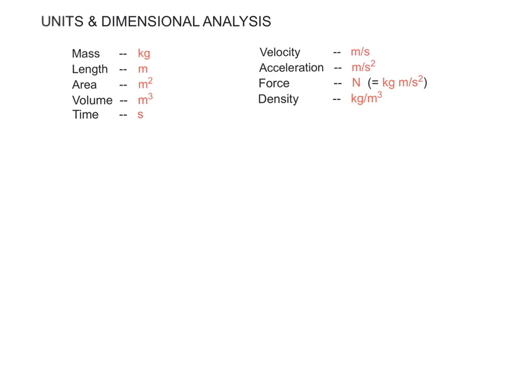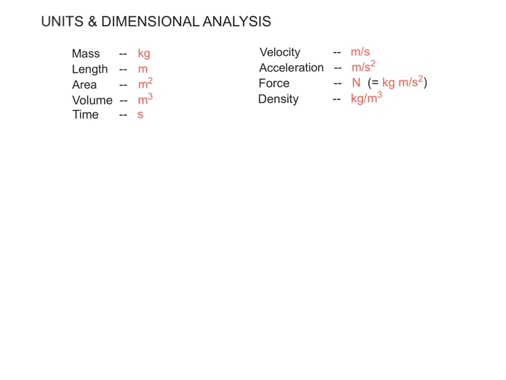For example, units of mass are typically measured in kilograms, units of length are typically measured in meters, units of area are typically measured in square meters, volumes in cubic meters, time is often measured in seconds, velocity is often measured in meters per second, the units of something called acceleration, which we'll study a little bit in a later tutorial, are meters per second squared. Forces are measured in a unit called newtons, denoted N here, and a newton is defined to be a kilogram meter per second squared.